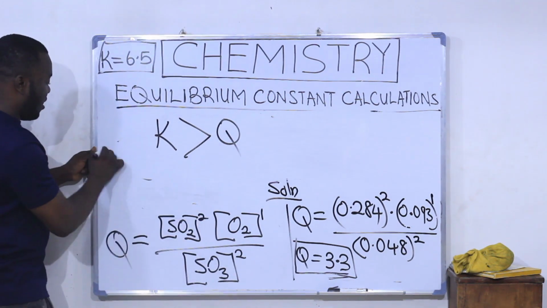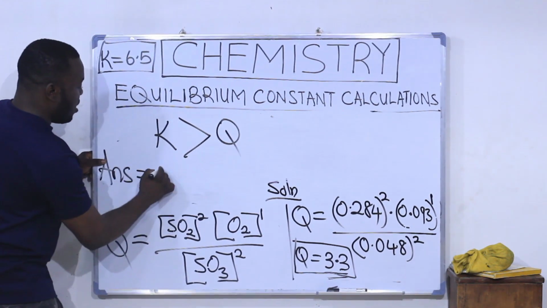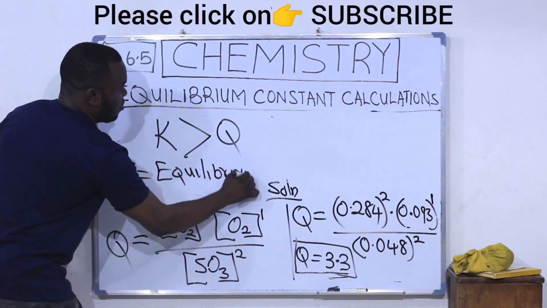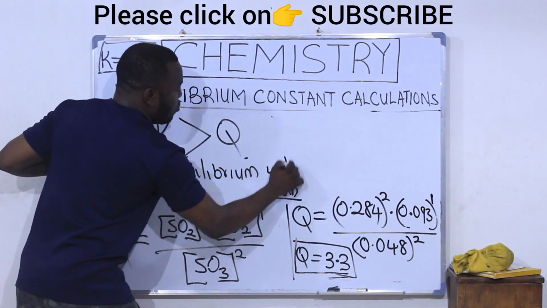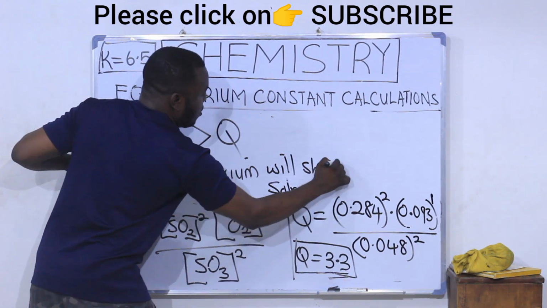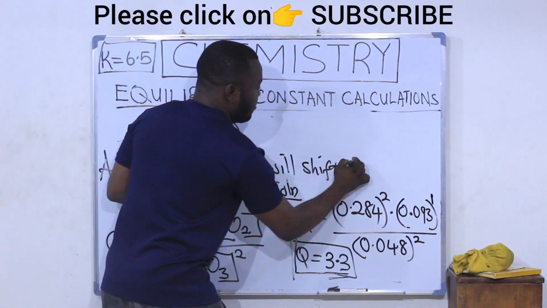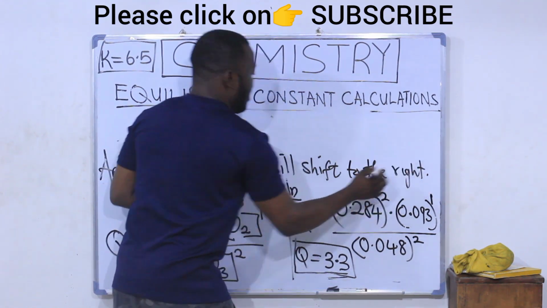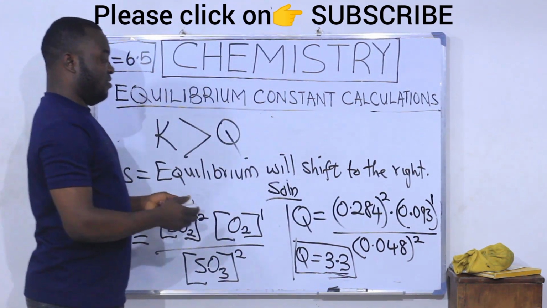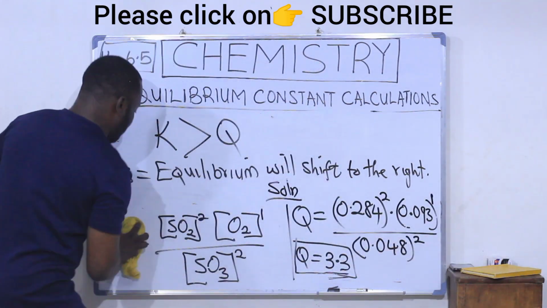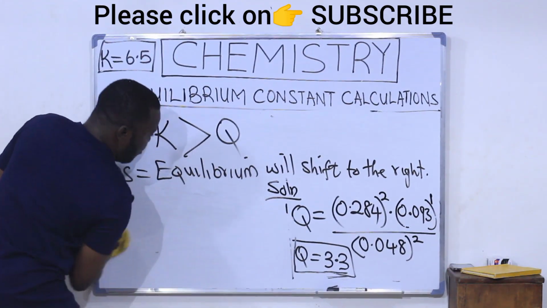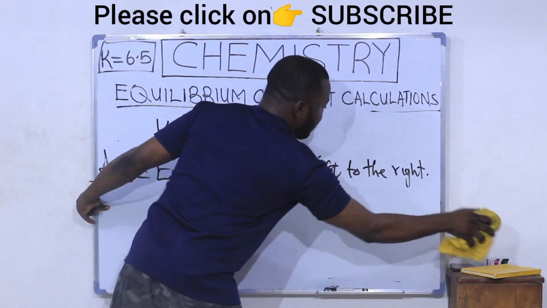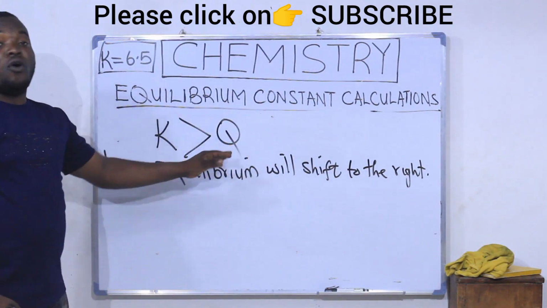Now our answer will be: equilibrium will shift to the right. And that is the answer to the question. How did I know that equilibrium will shift to the right? Because the value of my K is greater than the value of Q.